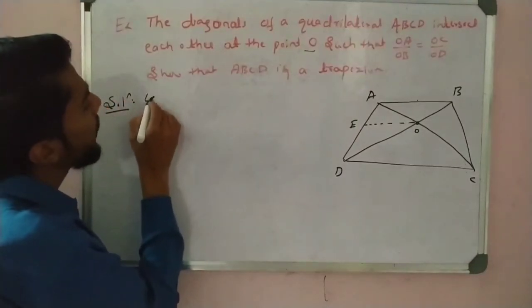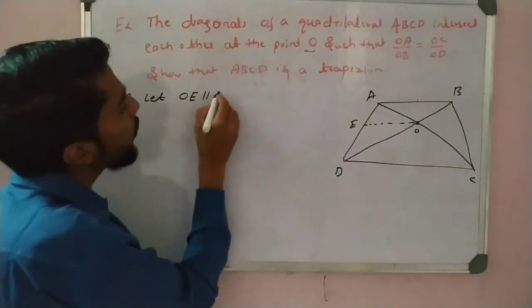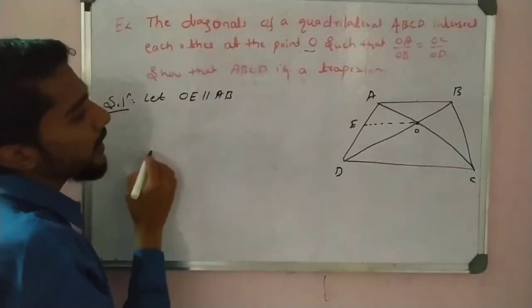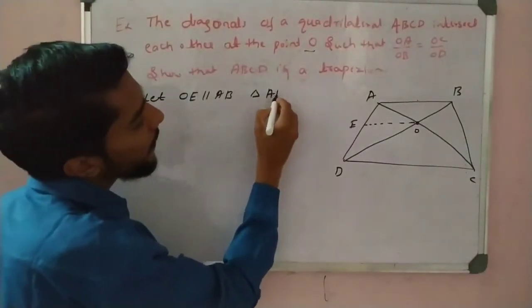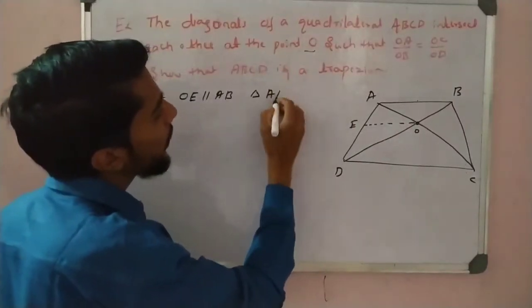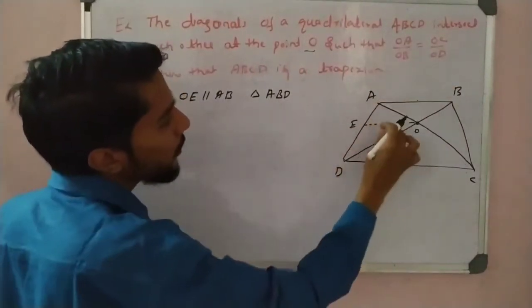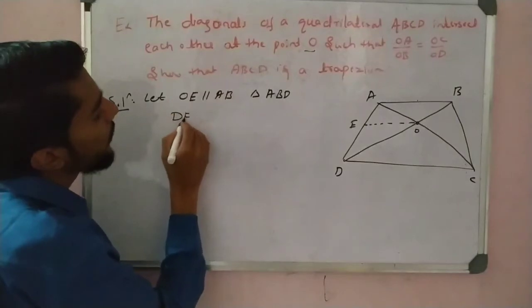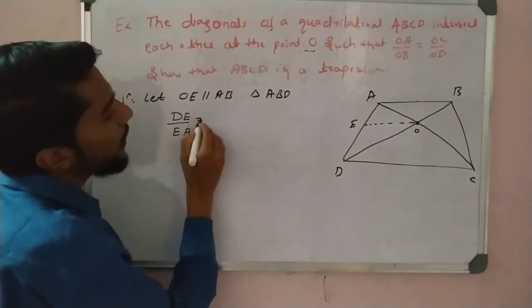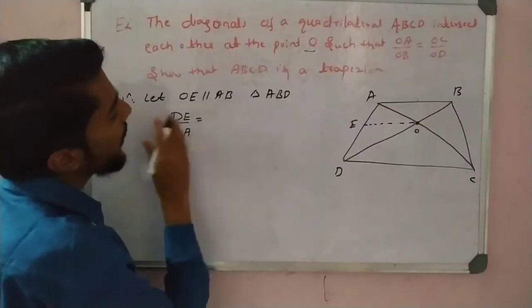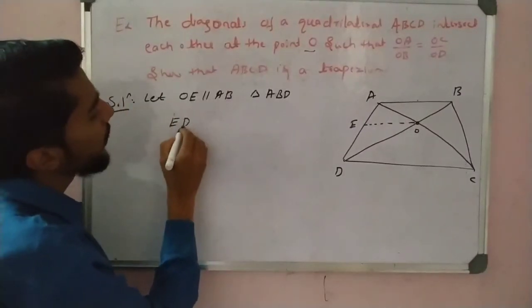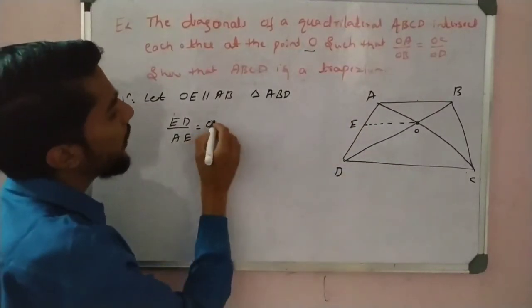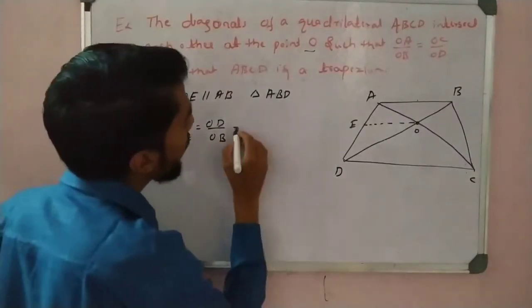Let OE be parallel to AB, like that. Construct such that OE is parallel to AB. If OE is parallel to AB, what do we apply here? To triangle ABD, because this is the base. So what happened here? We get DE divided by EA is equal to OD divided by OB. Now this is equation number 1.